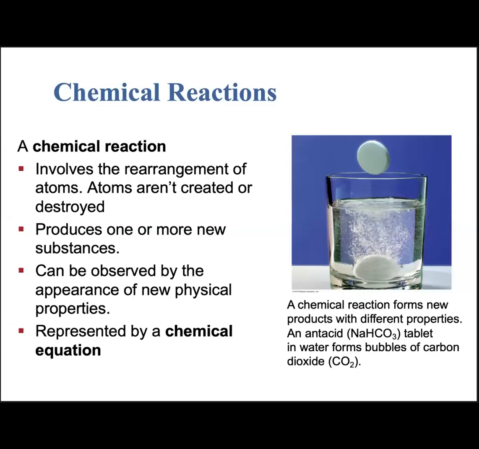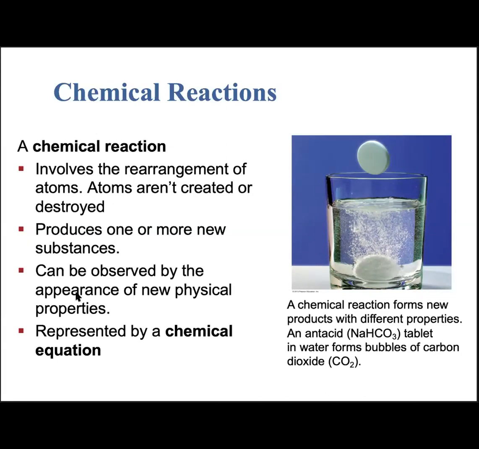As an introduction to chemical equations, where we start talking about atoms and what's occurring on an atomic level, let's reiterate what we talked about as far as chemical reactions. A chemical reaction, we saw in the previous video, is one where we know it produces one or more new substances. That's what defines that we have a chemical reaction, a chemical change. It's because we're producing something new.